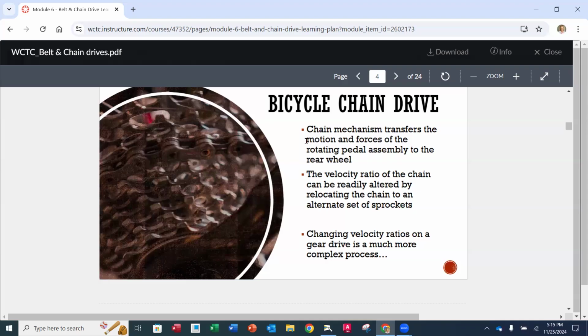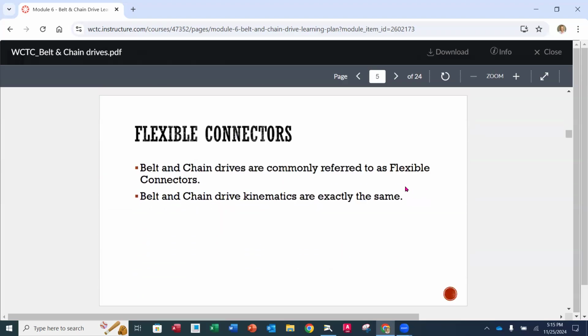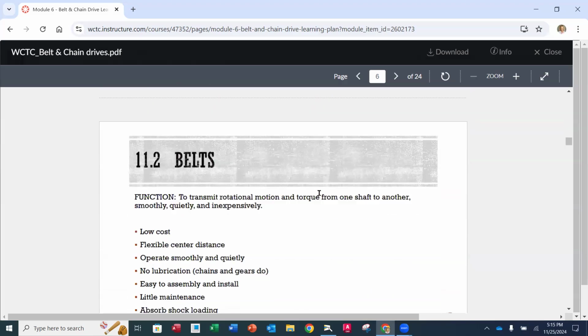It becomes a very easy way of manipulating how you're going to change your ratios. When you have gears, it's a lot harder to do that. Chain drives are another reason that belt and chain drives become a little bit more flexible, because they're easier to make changes on the fly as opposed to in a gearbox. So they're considered what we call flexible connectors, not only in the center distance that we can change, but also in changing from one velocity ratio to another.